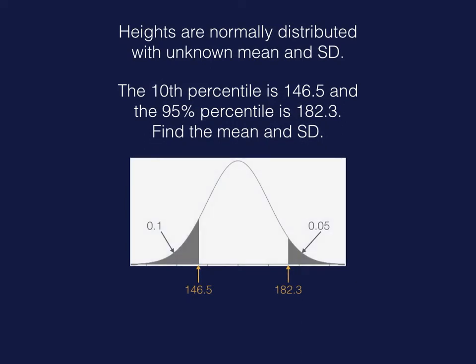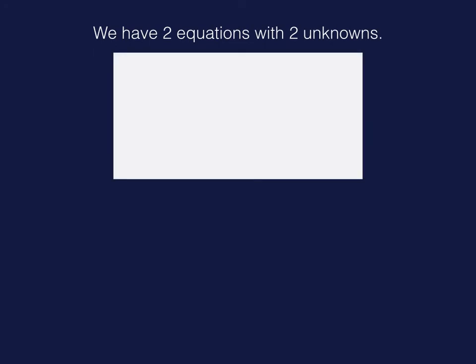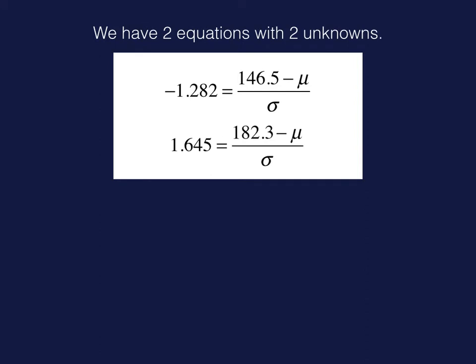We're going to have 2 equations and 2 variables. But here's the picture. The 10th percentile is well below average, and it's given to you as 146.5. The 95th percentile is way above average. Only 5% of people are above it. And from before, we know what these z values are. The lower one is negative 1.282. And the upper one is 1.645. Those are the z's with those particular areas. So my 2 equations and 2 unknowns: there's the lower one, and there's the upper one.